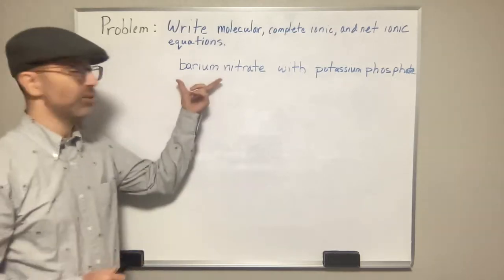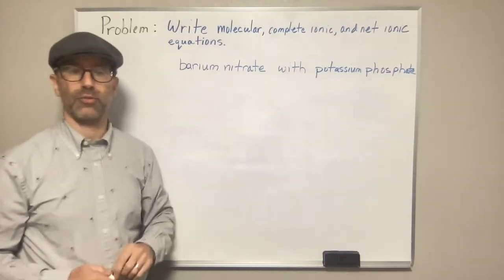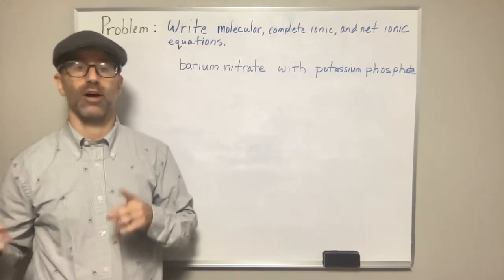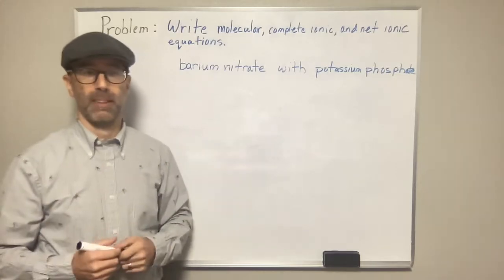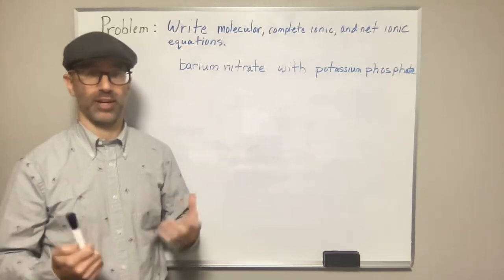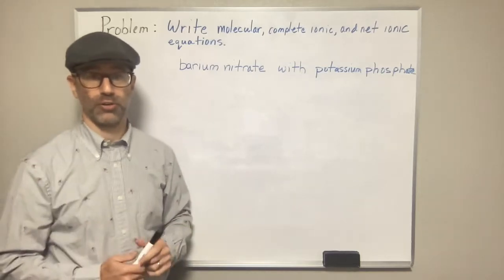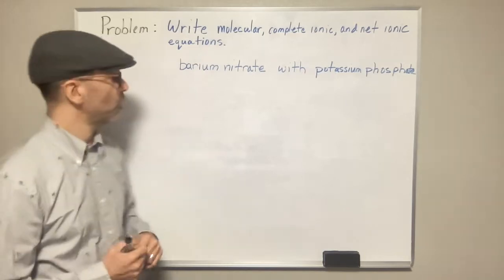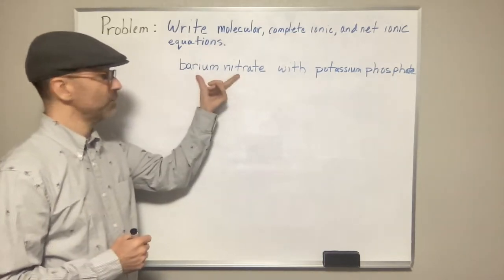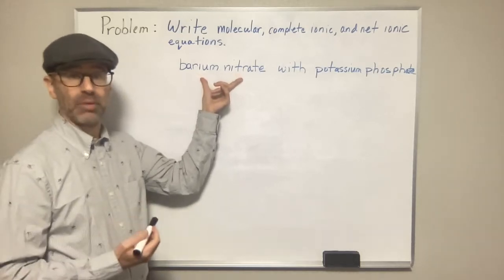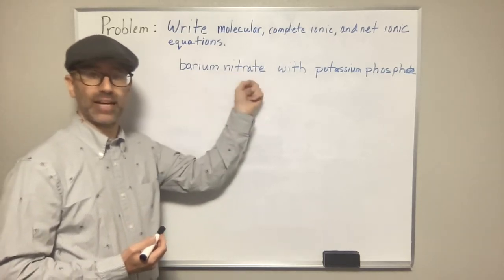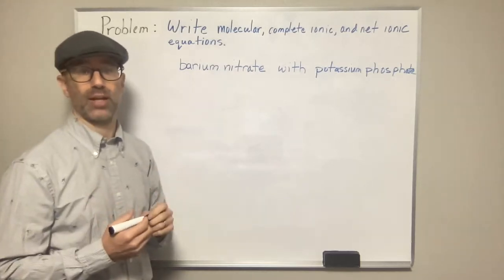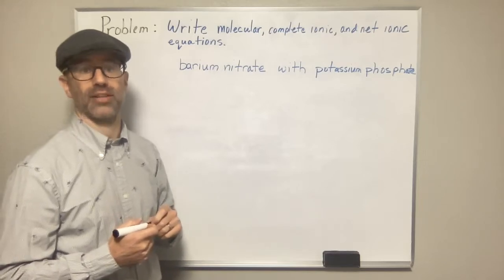Here you'll notice that they give you the two reactants with the names of the compounds rather than the formulas. So you need to know how to convert from the name to the formula. If you don't know how to do that or need a refresher, please go to my earlier videos where I go over how to do that. I'm going to go over how to do it in this video as well. For the ionic substances, the ions are in the name. So barium is your first ion, nitrate is your second ion. You need to know the formulas for those as well as the charges on those.